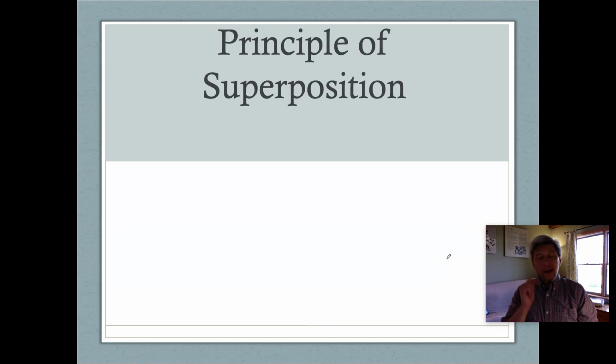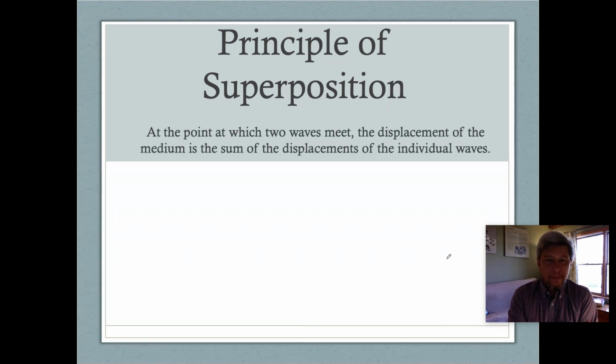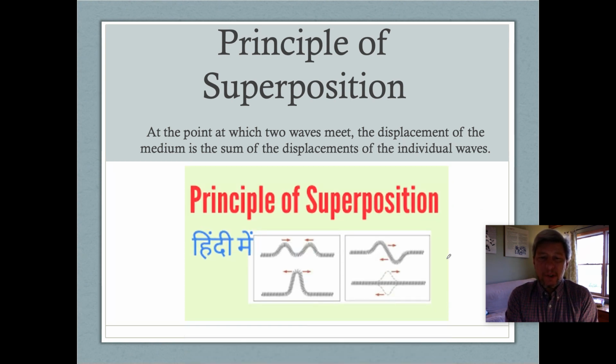Now, interference is governed by what we call the principle of superposition. What this means is that at the point at which two waves meet, the displacement of the medium is the sum of the displacements of the individual waves. The picture that just popped up illustrates what I tried to illustrate in the previous diagram by hand. This is a little bit better.